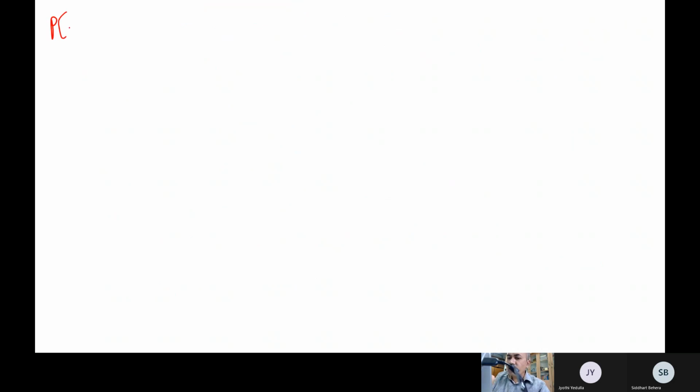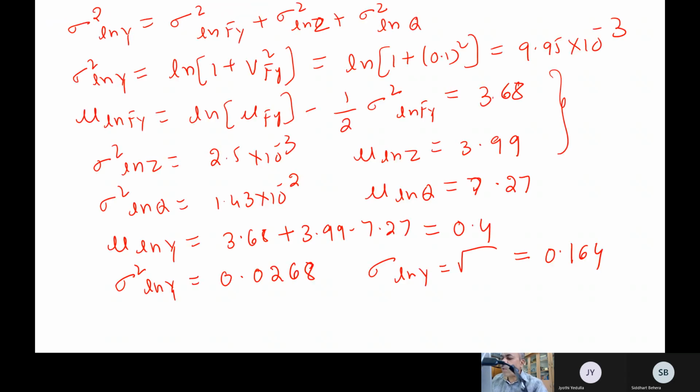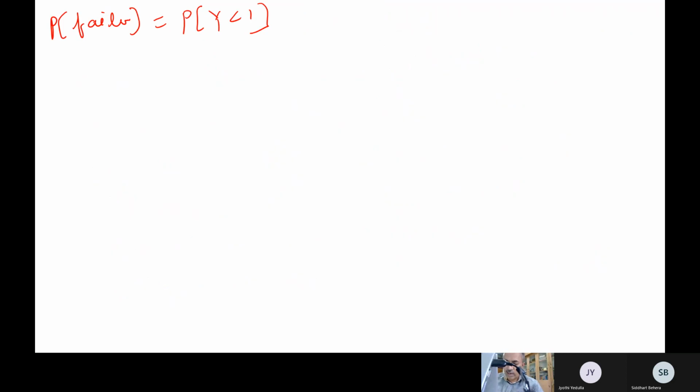So now the probability of failure. This is the probability of y less than 1. So now what type of random variable is y? Y is basically a log normal random variable, but when you take the logarithm, it turns out to be a normal random variable. So how do you calculate this probability? The probability of y less than 1 has to be calculated, and now you can do it in terms of, see, y less than 1 is equal to what?